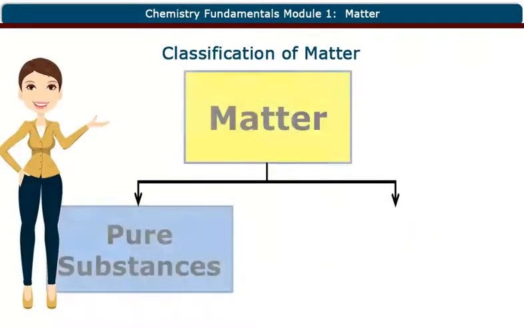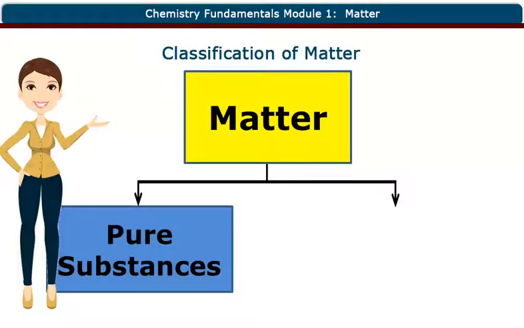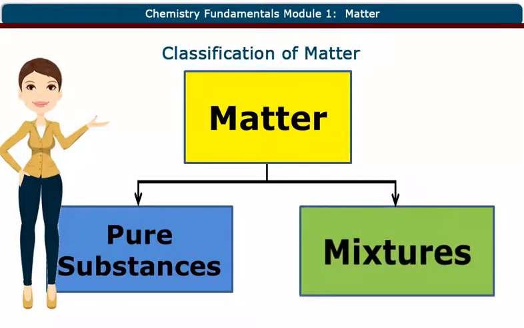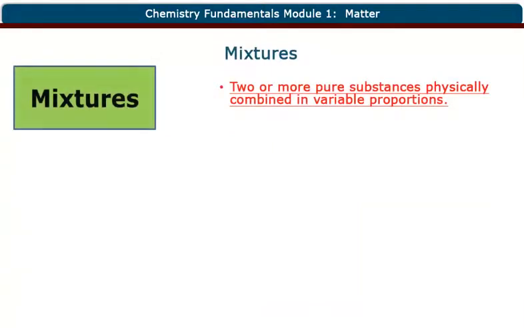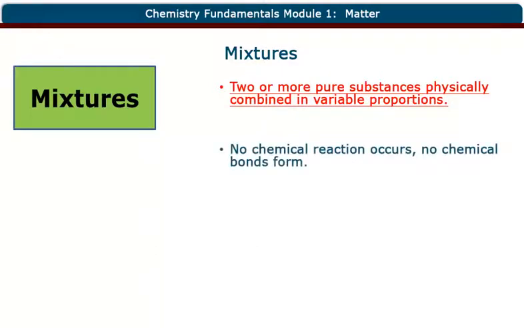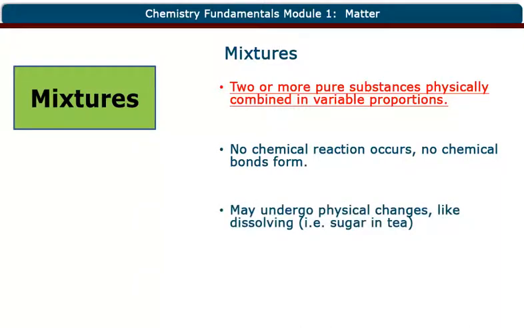We just talked about pure substances, elements and compounds. Now let's discuss mixtures. A mixture is defined as two or more pure substances physically combined in variable proportions. No chemical reaction occurs, no chemical bonds form. A mixture may undergo physical changes, like dissolving, such as sugar into tea.